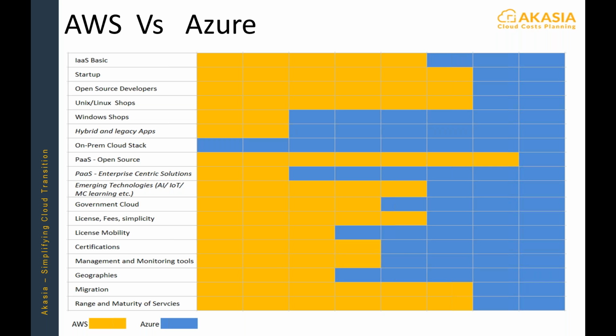When it comes to license mobility, let's say you're a Windows shop, you have a bunch of Windows licenses already in place, and you want to move them to the cloud. More than likely, it's going to be much easier to move the licenses to Azure than to Amazon.